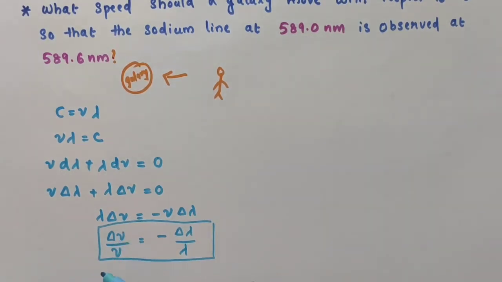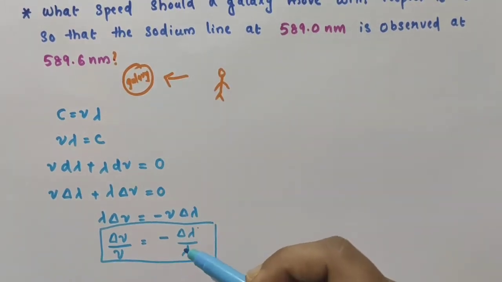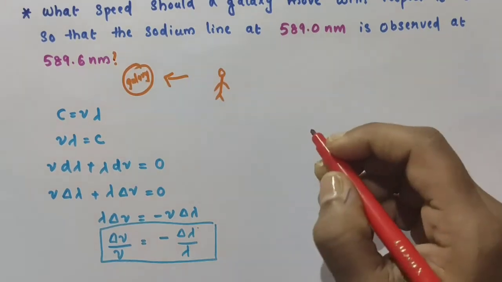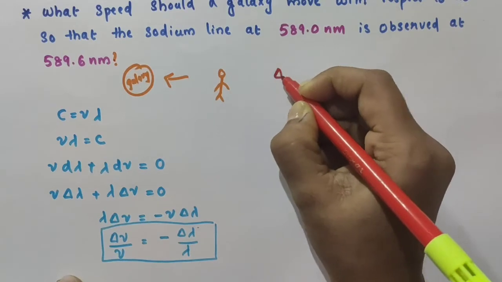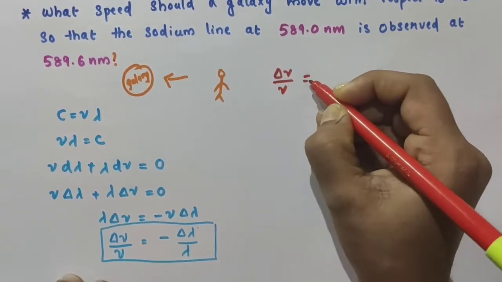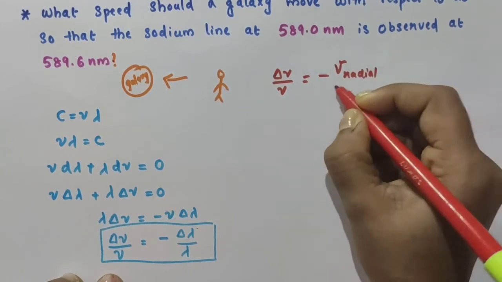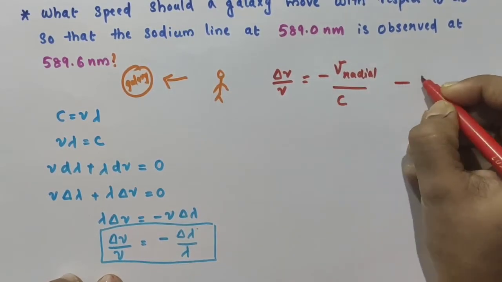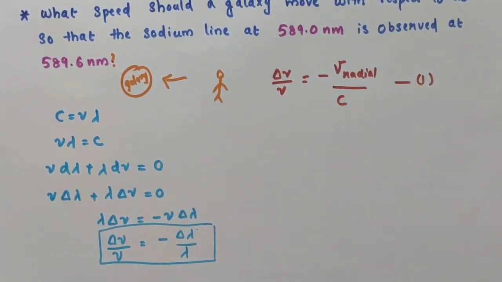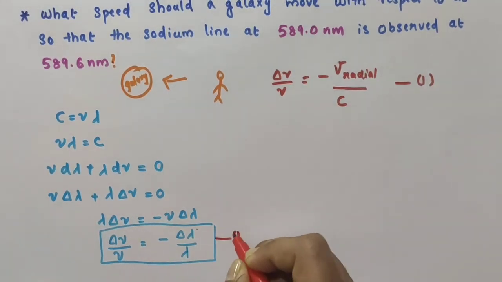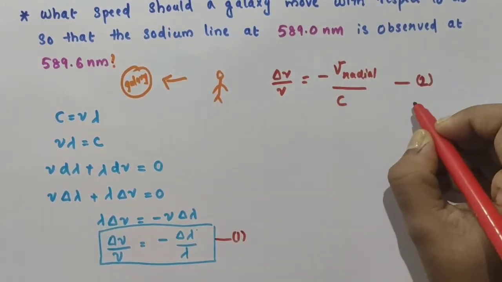Delta nu by nu is the fractional change in frequency, and delta lambda by lambda is the fractional change in wavelength. Now, according to Doppler effect, the fractional change in frequency, delta nu by nu, is equal to minus V radial divided by C. I am taking this as equation number 1 and the previous one as equation number 2.